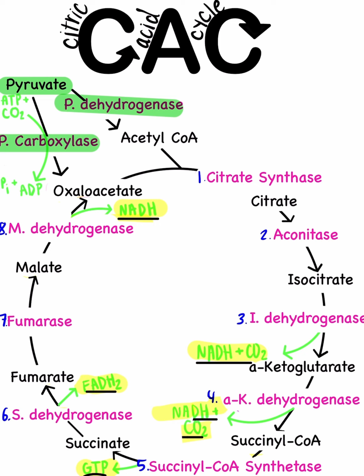Afterwards, with the alpha-ketoglutarate, you have alpha-ketoglutarate dehydrogenase. And again, that produces NADH plus carbon dioxide, as well as succinyl-CoA.